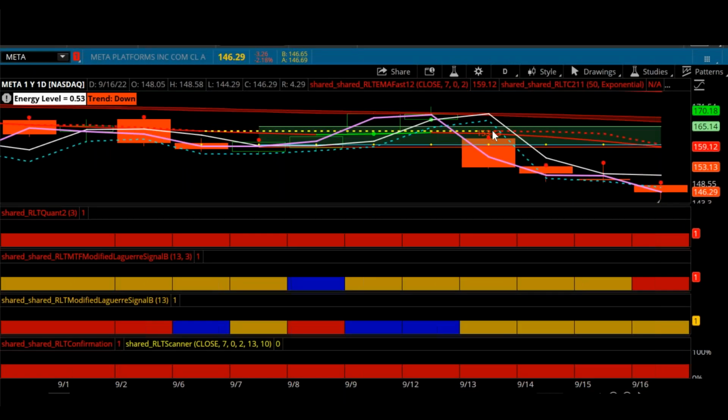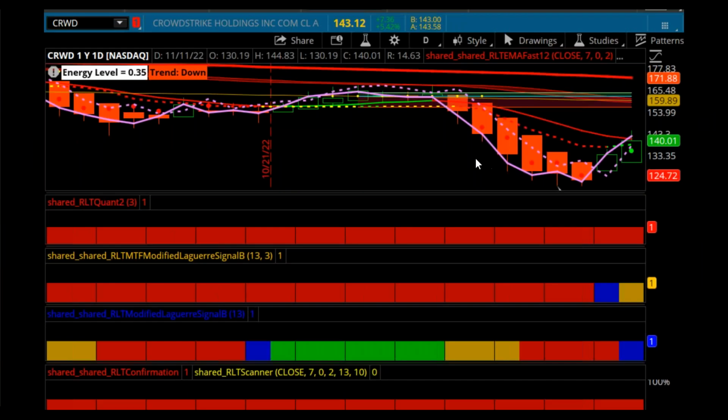Meta, another big one we had to the downside here. See, pop out of the box signal right here. I'm sorry, a dynamic compression zone, shaded area, breaking down, coming down through that. All right, so that's what we look for there on Meta. We just took that one, and here's CRWD, another short. Again, dynamic compression zone right here, the shaded area, breaks below it, down it comes.